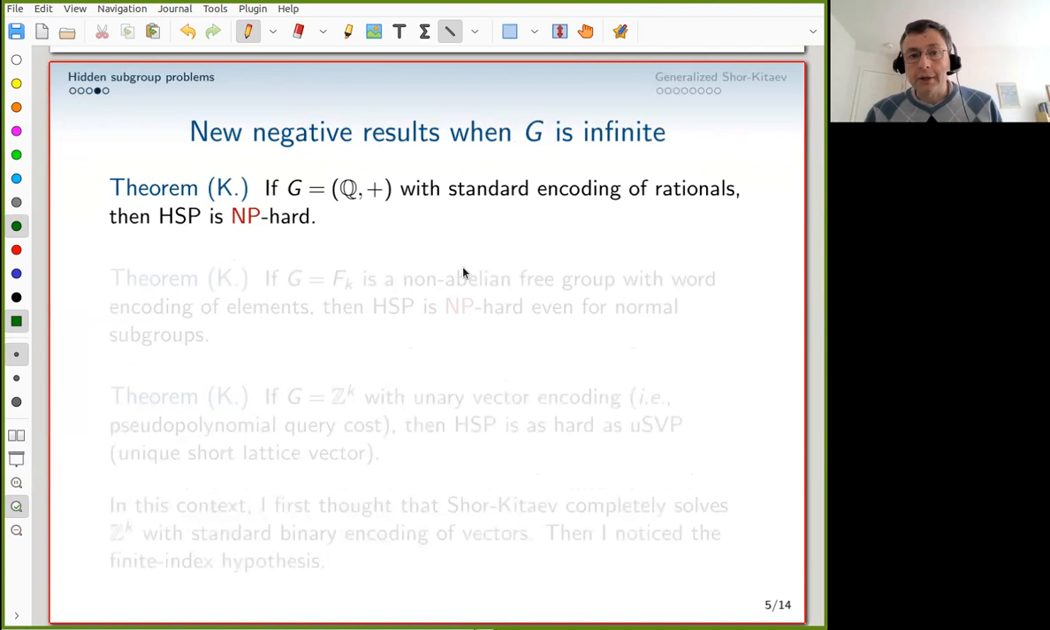The result that I want to talk about came from meditating on the case when G is infinite and discrete. Really, mainly my project was about negative results at first. This slide is kind of an aside, but I got the following negative results, which are also of interest. If our ambient group is the rationals under addition, just with the discrete topology, with the standard notation for rational numbers, then the hidden subgroup problem is NP-hard.